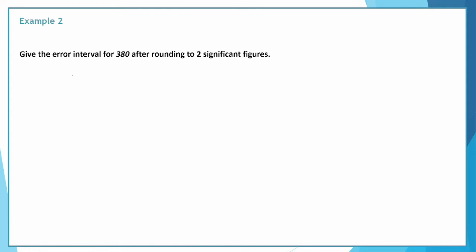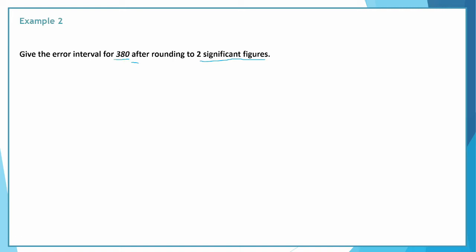So here we have example 2. Give the error interval for 380 after rounding to two significant figures. So pretty much the same question, but asked in a different way. In order to tackle this, we have to really understand what two significant figures means. I'll give you a brief summary here, but again, go back to lesson 7 if you're not sure, because we did go over it in detail there.